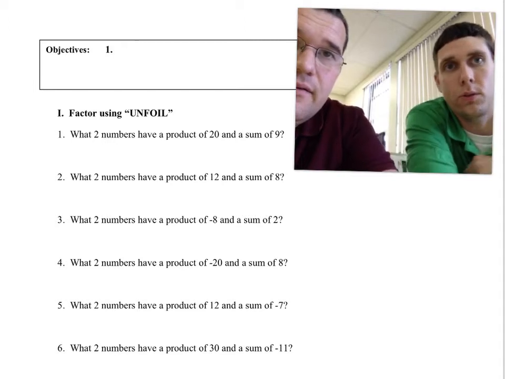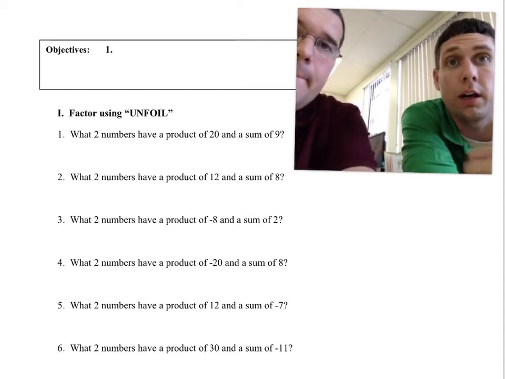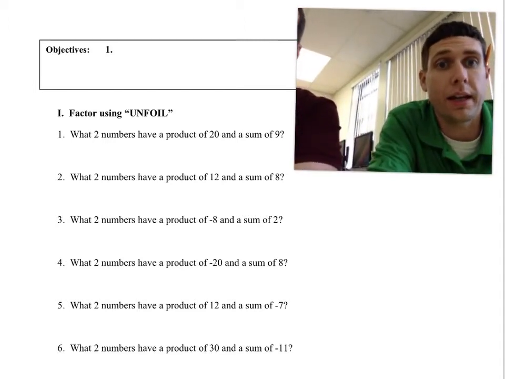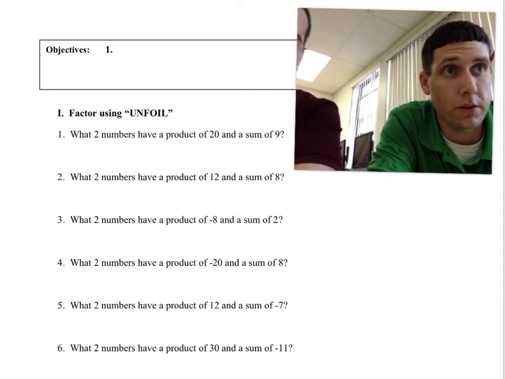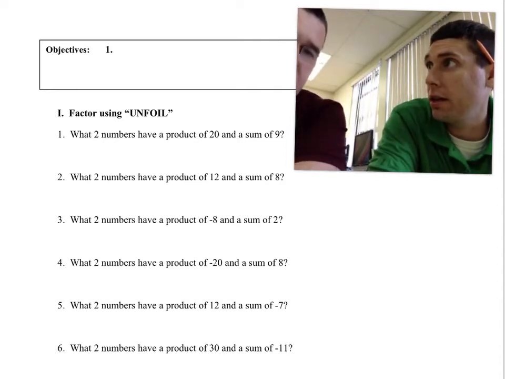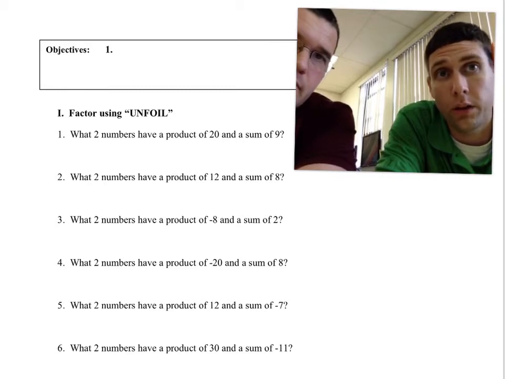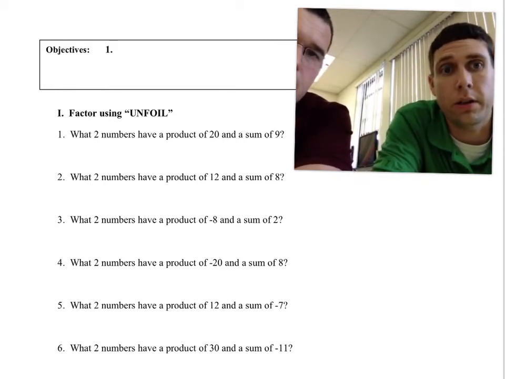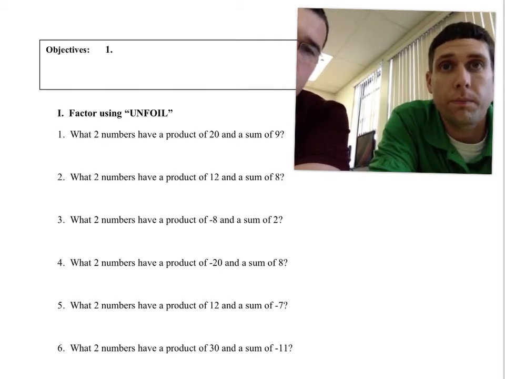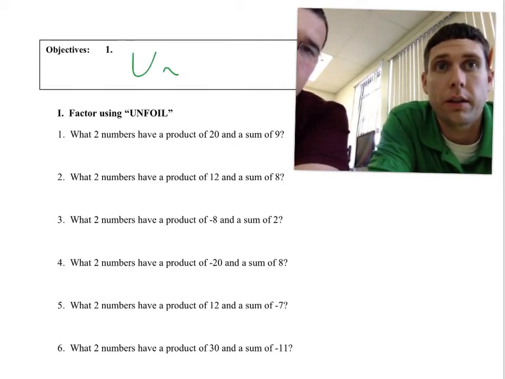We're going to reverse FOIL, or we call it unfoiling. This is our second method of factoring. The first day we did pulling out the GCF, and then the second method is to unfoil. Like I said earlier, you're going to do the third method next year in algebra. So we are going to unfoil today.